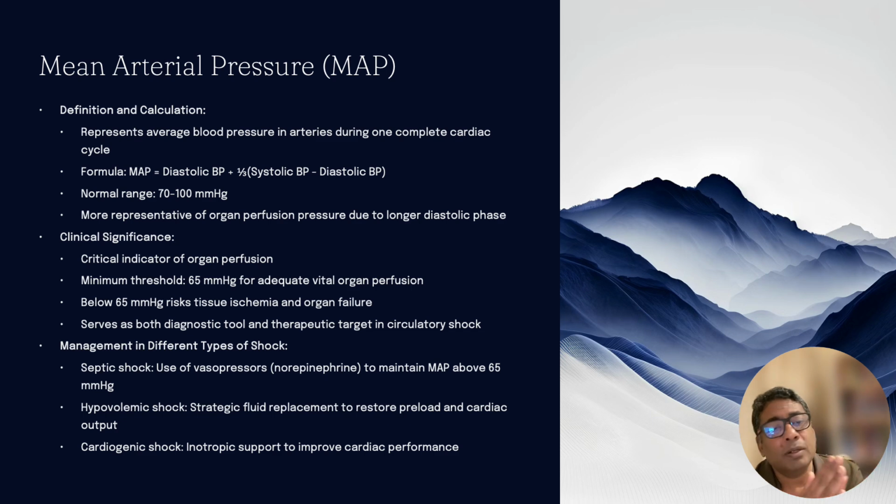It's a critical indicator of organ perfusion, and the minimal threshold is around 65 millimeters of mercury for adequate vital organ perfusion. Below 65 millimeters of mercury risks tissue ischemia and multi-organ failure. So it serves as both a diagnostic tool and therapeutic target in circulatory shock. I can give you some examples in management of different types of shock. Septic shock, they use norepinephrine or vasopressors to maintain MAP above 65 millimeters of mercury. Hypovolemic shock, you give fluid replacement to restore preload and cardiac output. And cardiogenic shock, inotropic support to improve cardiac performance.